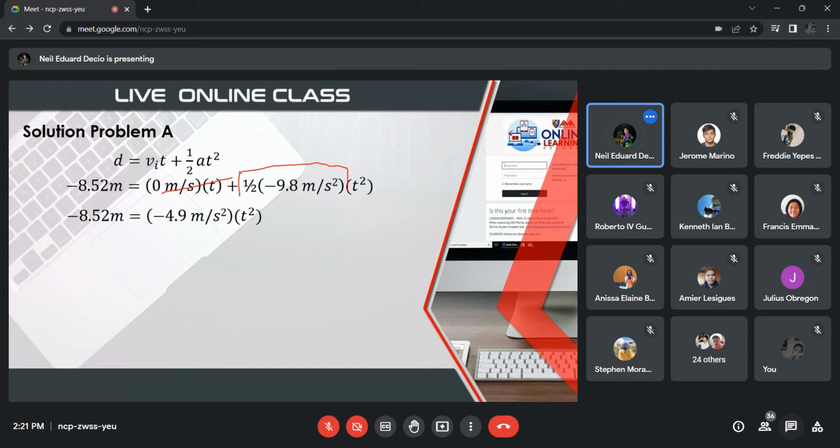Now, how do you think can we solve this? Remember, we're looking for time, right? Looking for time. Anyone from the class who has an idea on how we can solve for the time?